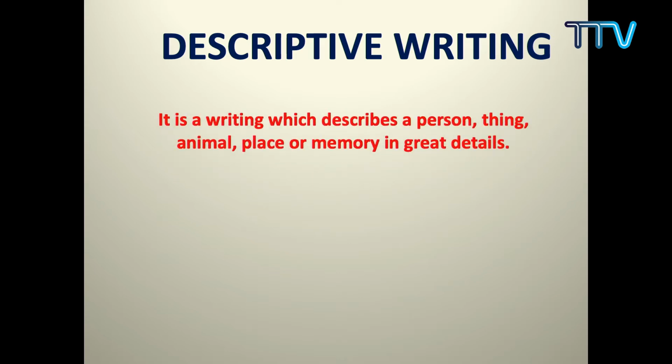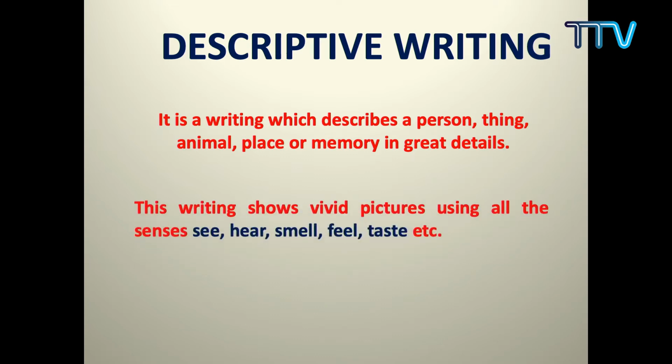So let us try to see. Descriptive writing is a writing which describes a person, a thing, animal, place, memory in great detail. So this type of writing is called descriptive. So when you go through this, I'm sure you must be remembering all the writings that you have done. Oh, that type of writing was descriptive writing. Oh, I remember writing this kind of thing. So it describes.